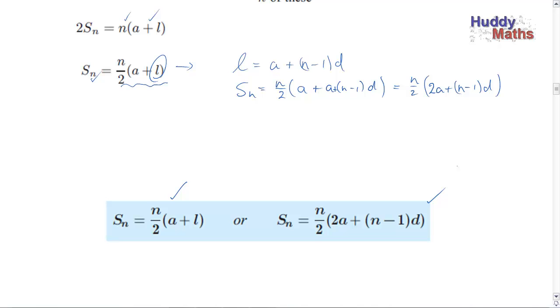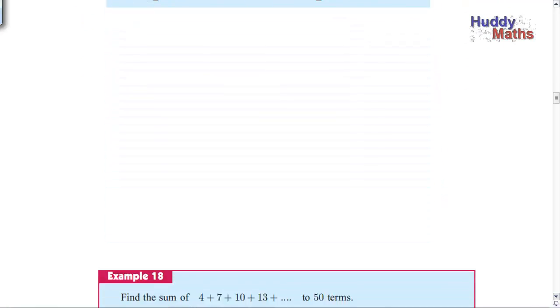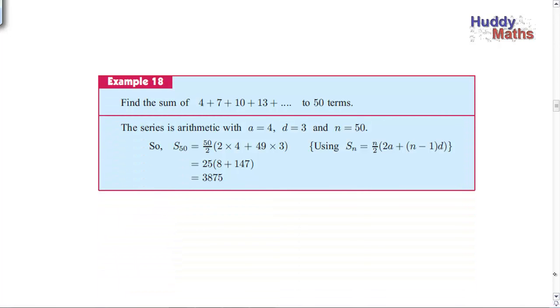All right, so let's have a look at practicing those formulas now. Here's an example from Hayes and Harris. So sum these to 50 terms. The first term is 4, the difference is 3, and you want 50 of them. So S50 is n on 2, 2 times A plus n minus 1 times d, that formula. So you get a total. So it's a fairly basic idea now.